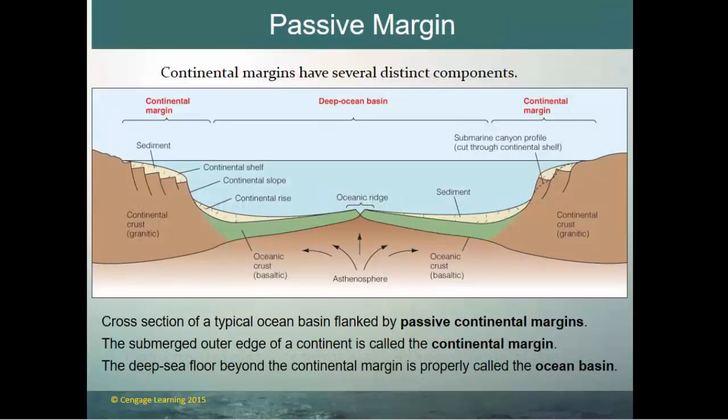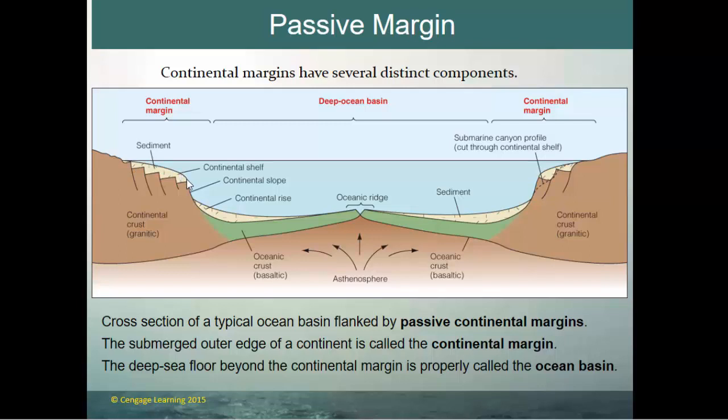So here's a cross-section. And what you're looking at here is a passive margin in a deep ocean basin. So here's your continental margin, and here's your other continental margin. And so the continental shelf is the seaward extension of the continent. And it's generally covered by some type of sediment. And that is the continental shelf that goes way out from our side of the continent.